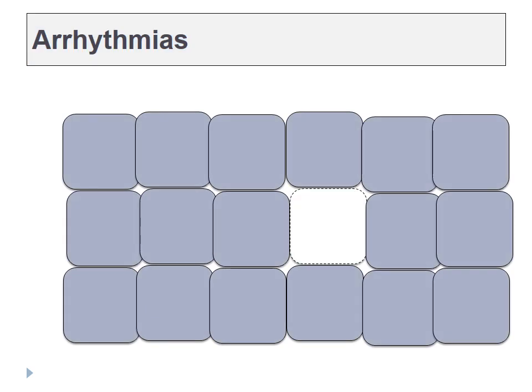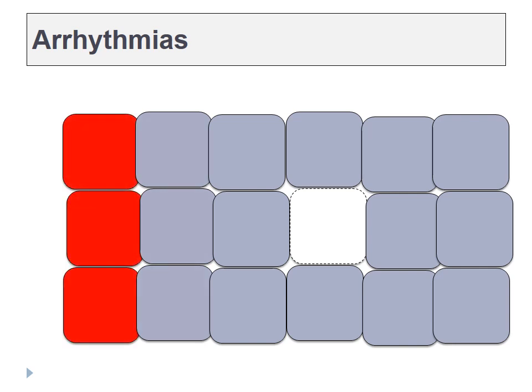However, if somebody has a heart attack, that could damage some of the cells. And maybe they don't contract very well, but it's also possible that they don't inactivate. And now this unhealthy area of cardiac tissue could be a problem for a different reason. It could lead to an arrhythmia.